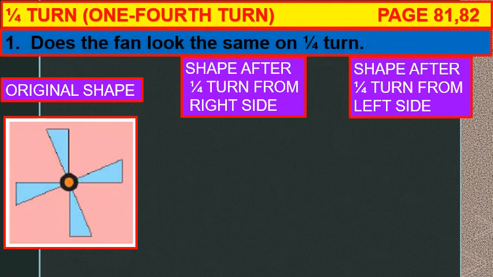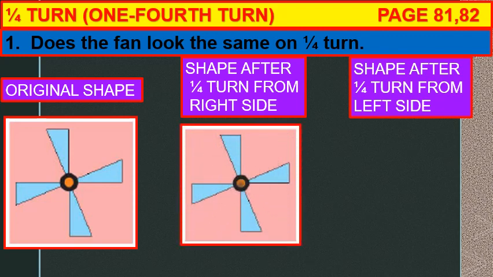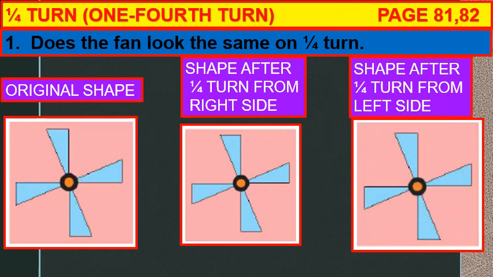Now over to 1/4 turn. Page number 81-82. First one. A fan with 4 blades is shown in the figure. All the blades of the fan are of sky blue color. Now give a 1/4 turn to the fan. Now the question is, does the fan look the same after a 1/4 turn? Answer is yes. The fan looks the same after a 1/4 turn as the original fan.